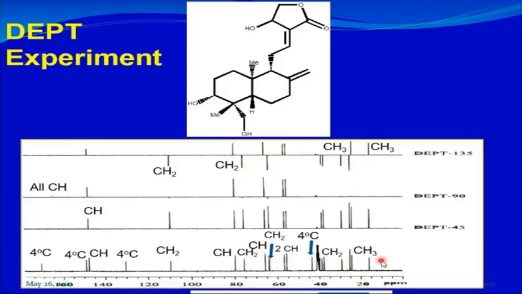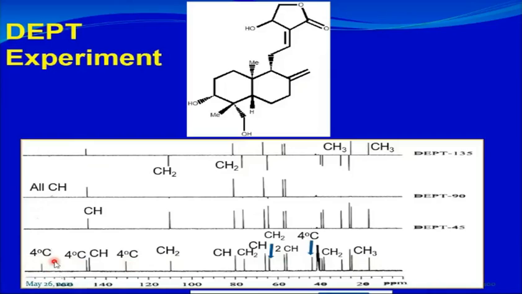So we should have 4 quaternary carbons: 1, 2, 3, and 4. Let's see. 1, 2, 3, 4, and 5. We have 5 quaternary carbons. All right. So where is the fifth one? Where is the fifth one? 1, 2, 3, and 4. So let's see which one is missing.